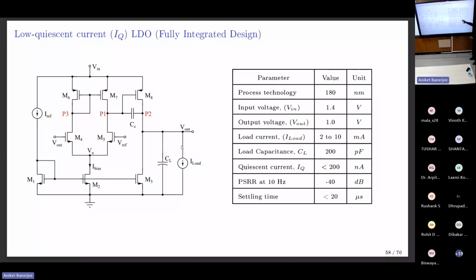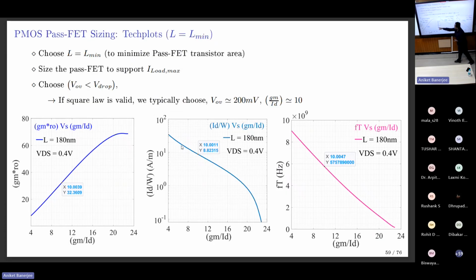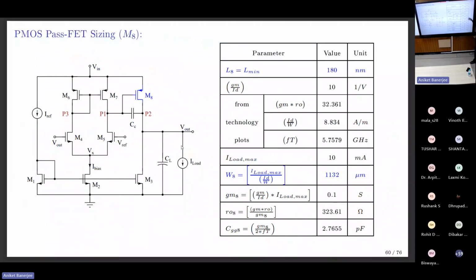So the steps are going to be the same. M8, the pass transistor, is sized for 10 milliampere worst case load current. So take tech plots for LMIN, VDS 0.4, gm/ID 10. Get the tech plot parameters, W/L of the pass device. This remains the same. This is the external compensation. This is external, this is internal, still Miller compensation only. Load cap is 200 picofarad.